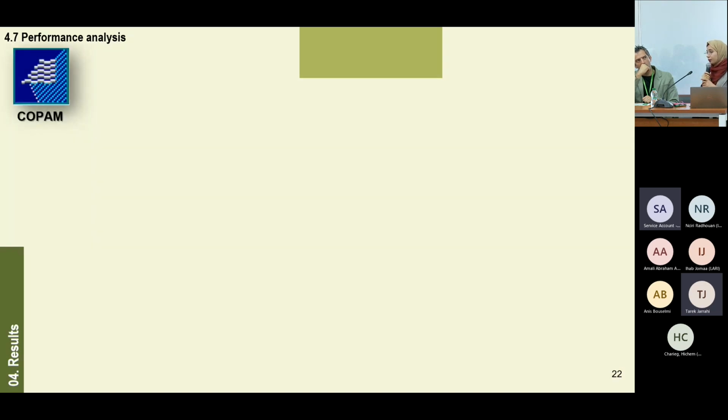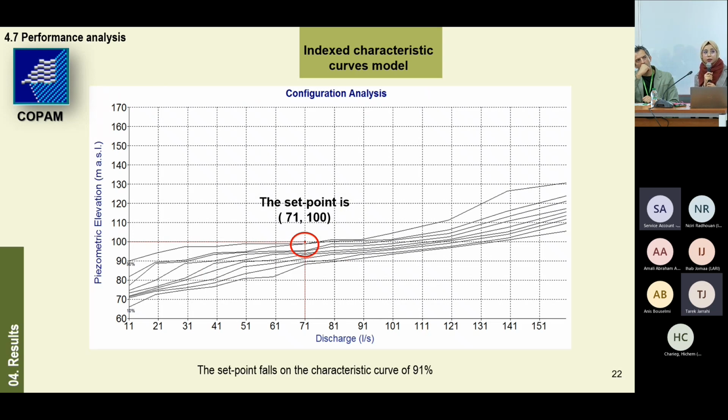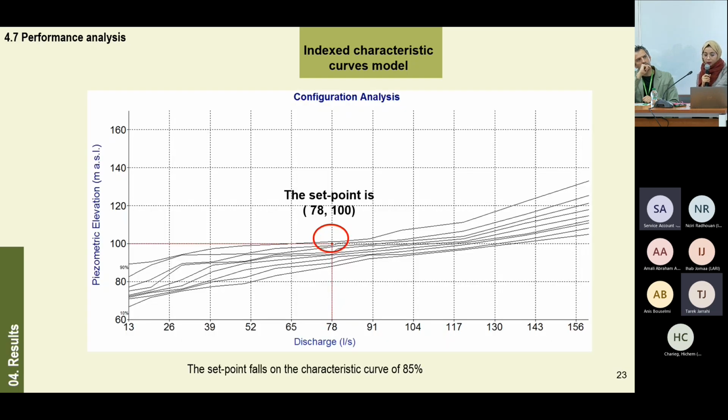So COPAM has two models. The first one is the indexed characteristic curve, and the second one is the ACLA model. The indexed characteristic curve model gives us a global idea of the performance of our irrigation system. Here the gravimetric elevation at the upstream end of the sector is 100 meters above sea level, so this point is 71, 100. Our set point falls on the characteristic curve at 91%, which means that 91% of the 200 random configurations were fully satisfied. Using the registered volumes, which is 78 liters per second, the set point falls on the characteristic curve at 85%, which means that 85% of the configurations were fully satisfied.